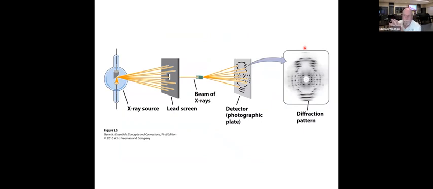Now, there's a lot of controversy about how Watson found out about this. Okay, some say that it was provided to him by Franklin. Some say that he snuck into the lab and did it. It's one of those things that pops up in the history of science. But anyway, one way or the other, he became aware of this pattern.